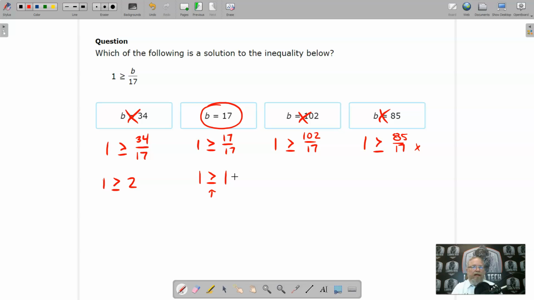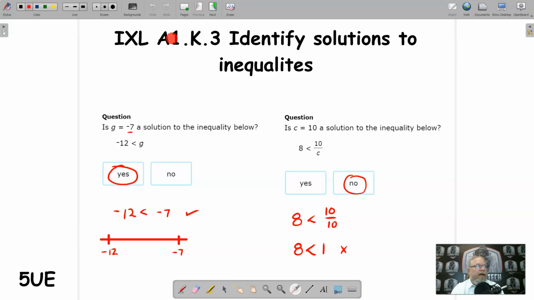And that is the conclusion of all my examples for IXL A1.K.3 Identify Solutions to Inequalities. Good luck with your activity.